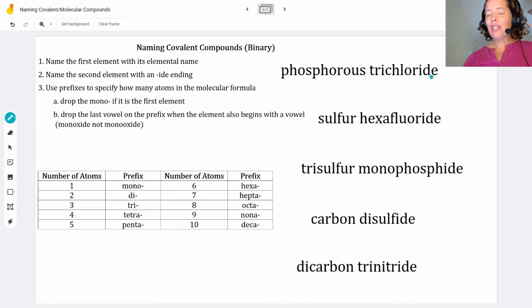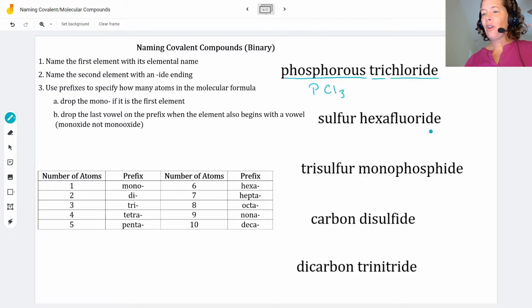Okay, phosphorus trichloride. So phosphorus, of course, is just P. How many do I have? I don't have a prefix. That's because it's the first element. That means I drop the mono, which means I just have one phosphorus. Trichloride, chloride is Cl. Tri is right here. It means I have 3.